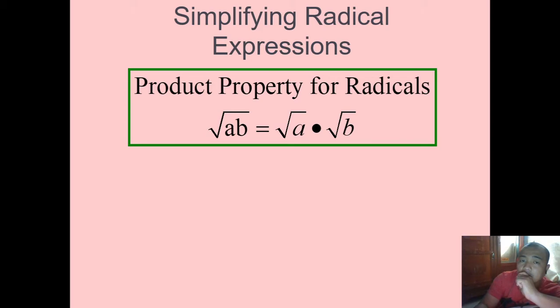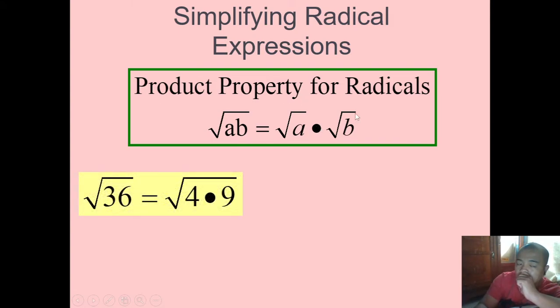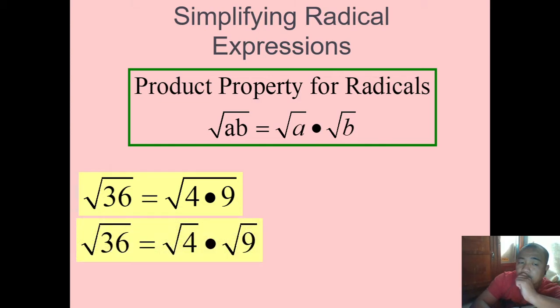So in simplifying radical expressions, we must take note of this property. It's called the product property for radicals. Here it says that square root of AB is equal to square root of A times square root of B. Example, square root of 36 can be factored. Think of the factors of 36. We have 4 times 9. By the product property for radicals, square root of 4 times 9 can be written as square root of 4 times square root of 9.